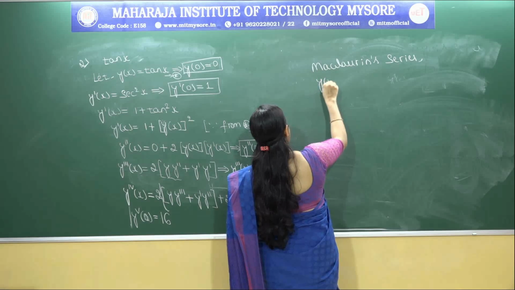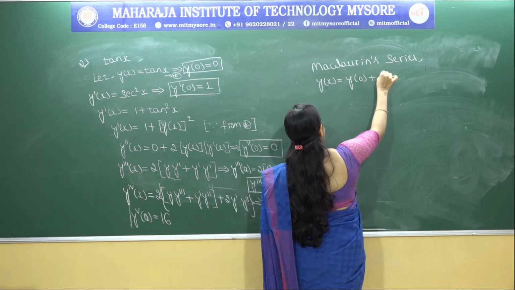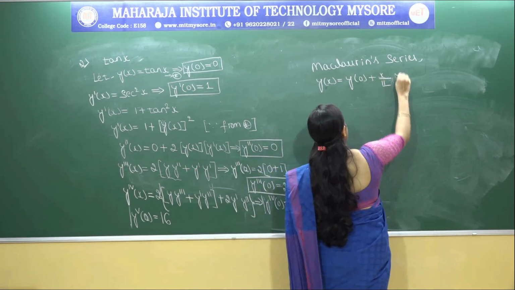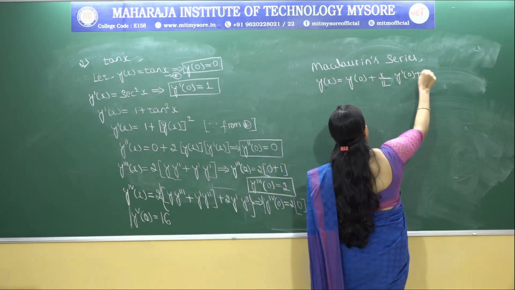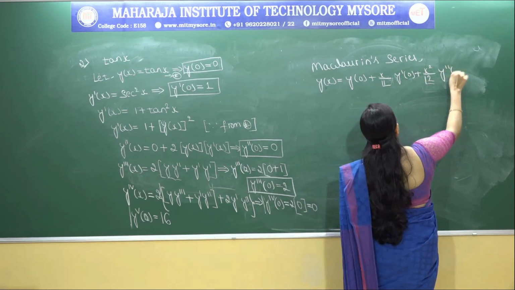First term y of x equals y of 0, plus x by 1 factorial, the first derivative of 0, plus x square divided by 2 factorial, the second derivative of 0.